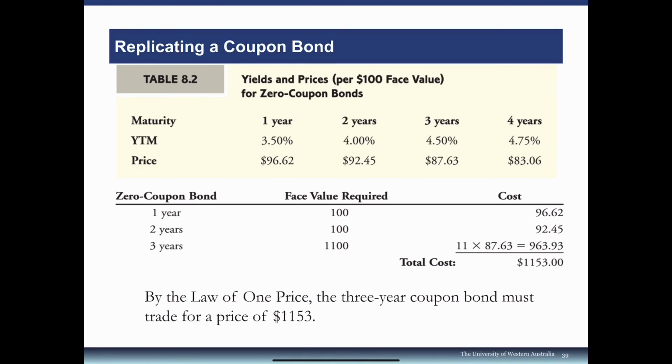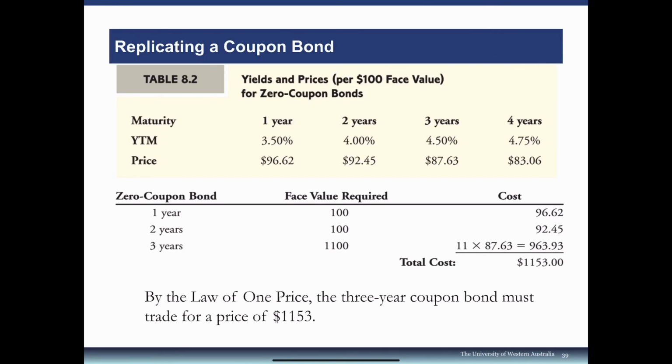Okay, so we can obtain this yield to maturity curve from the market, and that tells us the zero coupon bond's price. So here, given that a 1-year yield to maturity is 3.5%, that's corresponding to, if it's $100 face value, a price for that zero coupon bond of 96.62. For 2 years, that'll be $92.45 for every $100 worth of face value, and 3 years and 4 years and so on.